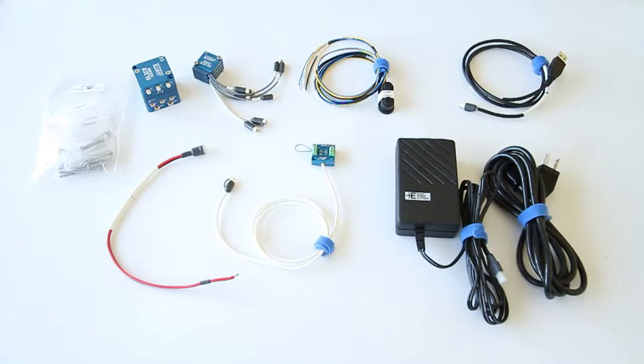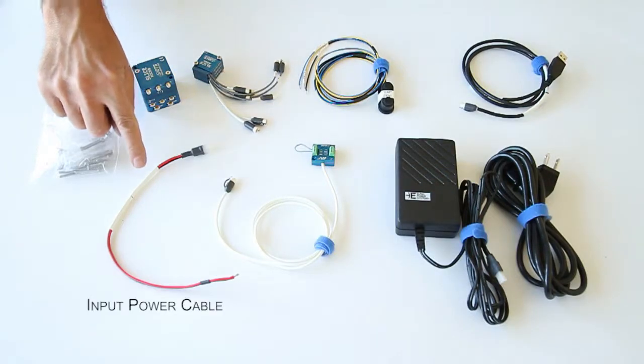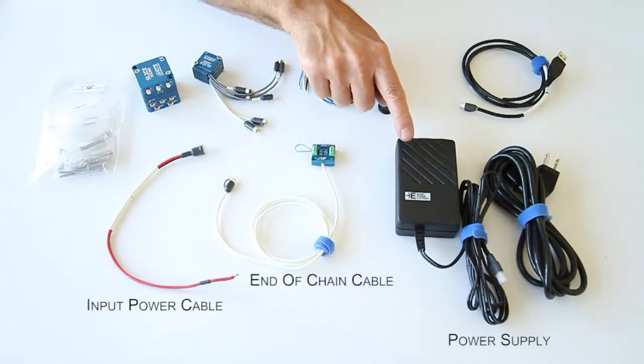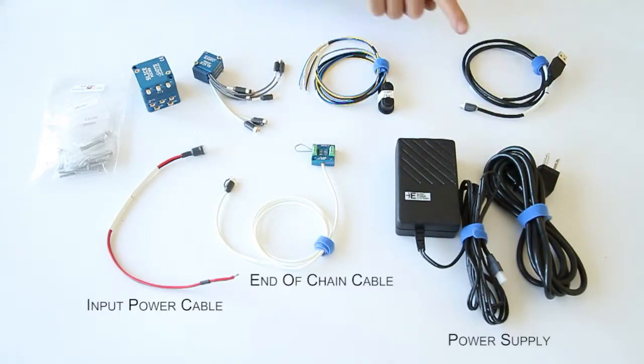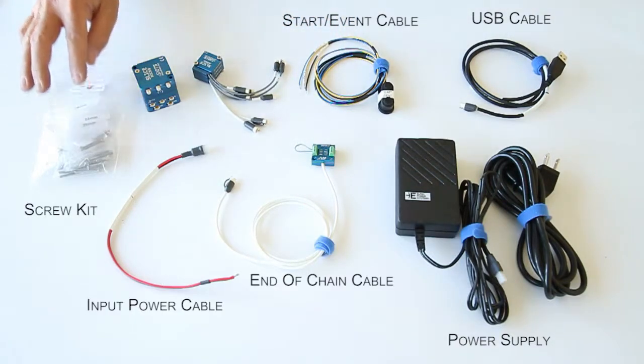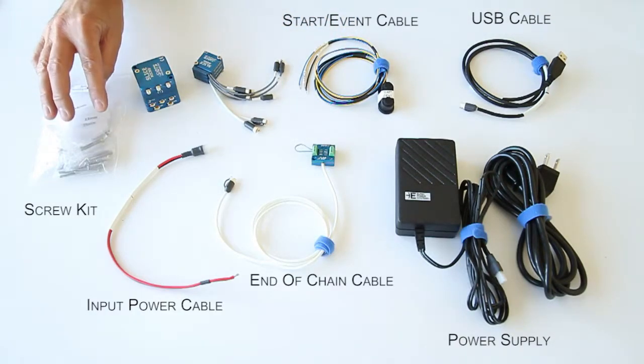The SLICE base cable kit contains an input power cable, an end-of-chain cable, 12-volt power supply with AC power cable, USB cable, start event cable, and a screw kit to assemble different sizes of SLICE stacks.